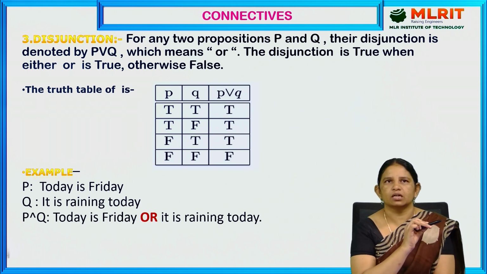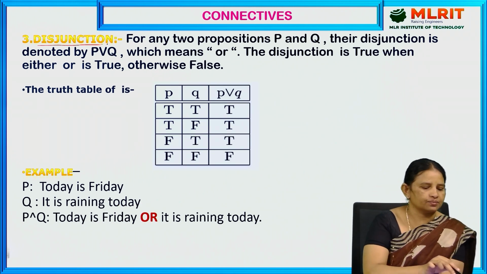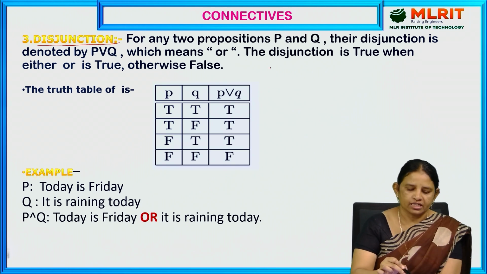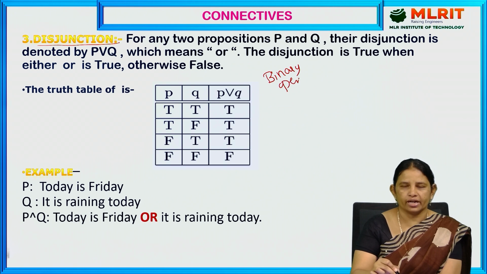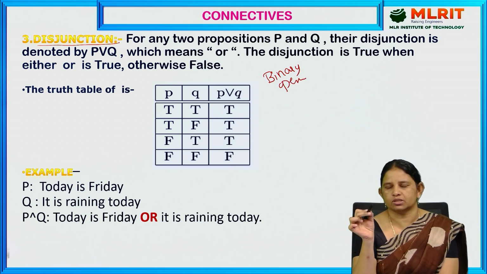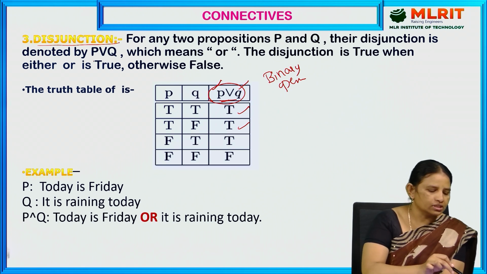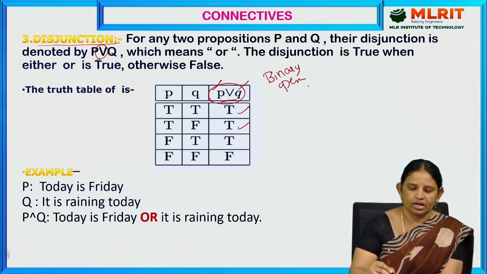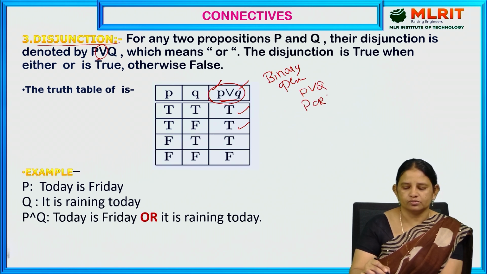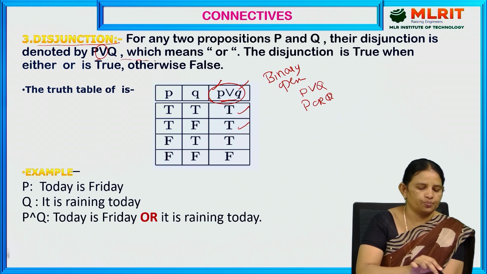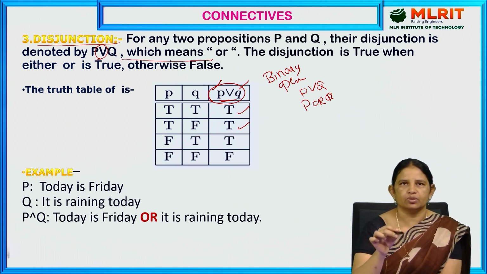Coming to the next, third logical connective, called disjunction. Disjunction is also a binary operator. Binary operator means it takes two propositions to derive the conclusion. P, Q. These two sentences or two propositions are connected by using the operator called union. P union Q, or P or Q. In English, we can say P or Q.